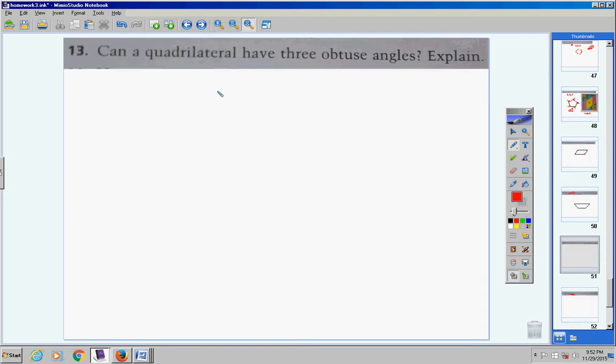Alright, number 13. Can a quadrilateral have 3 obtuse angles? Yes, it can. Most definitely, yes.